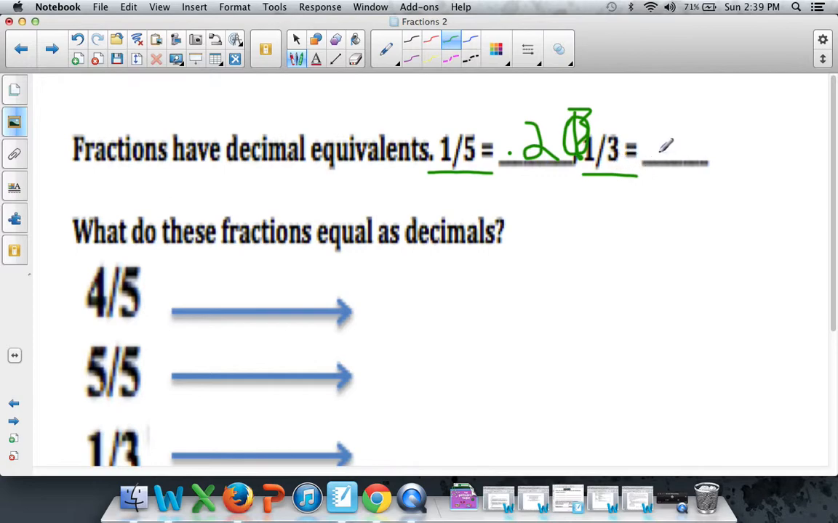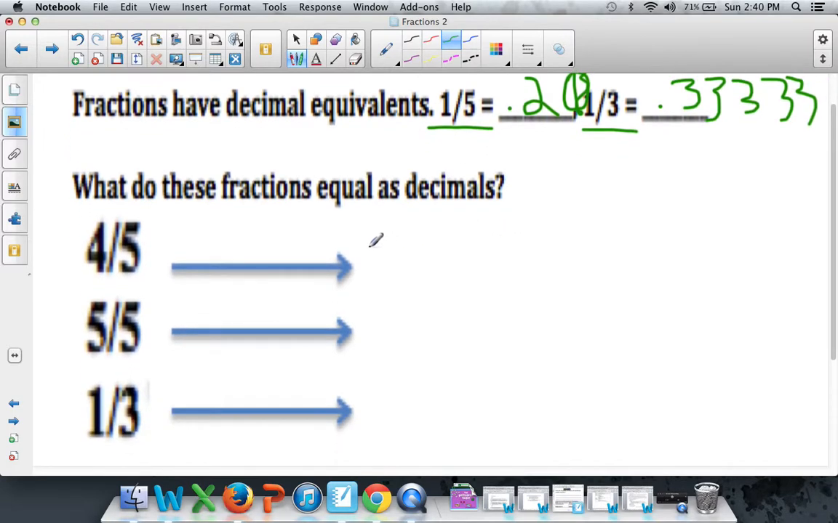1/3 is equal to 0.33333. Oh my goodness. We can go on forever if we wanted to. We don't want to. So, knowing that 1/5 equals 0.2 and 1/3 equals 0.3, what can we do with these down below?